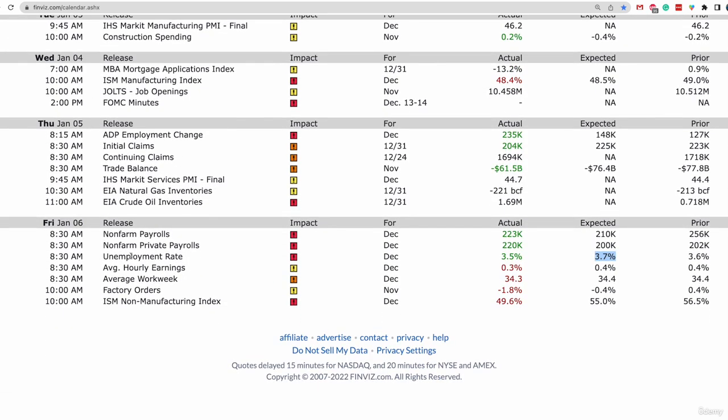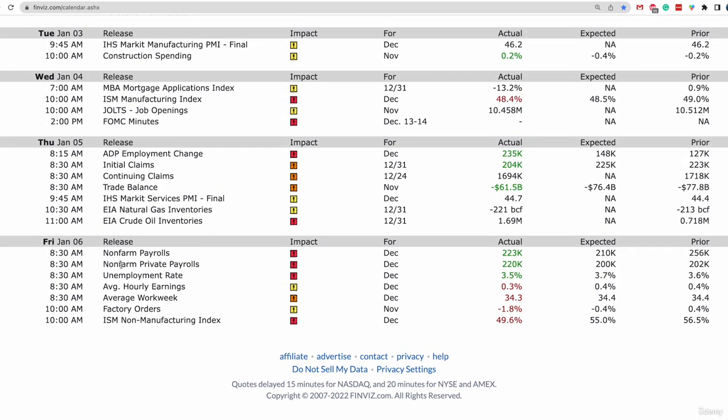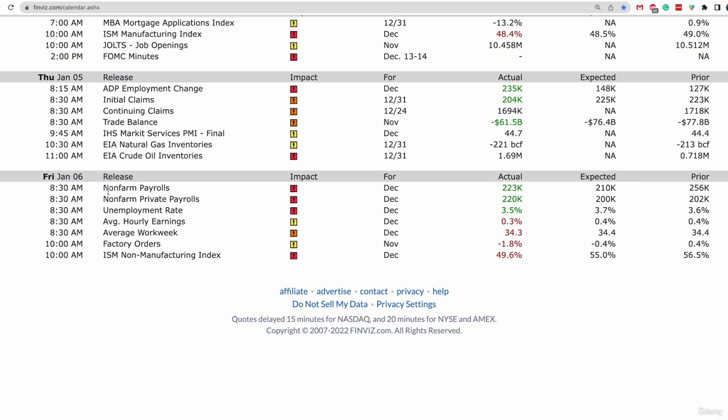For example, today, it shows you all the calendars, like all the upcoming events and stuff like that. Today is January 6th, right? And it actually tells you how important this report is, by the way. The red means that it's pretty important, orange means that it's average important, and yellow means it's not super important, but obviously it's something to pay attention to.